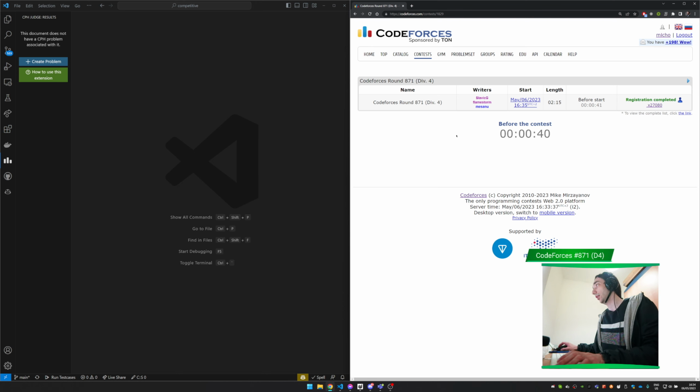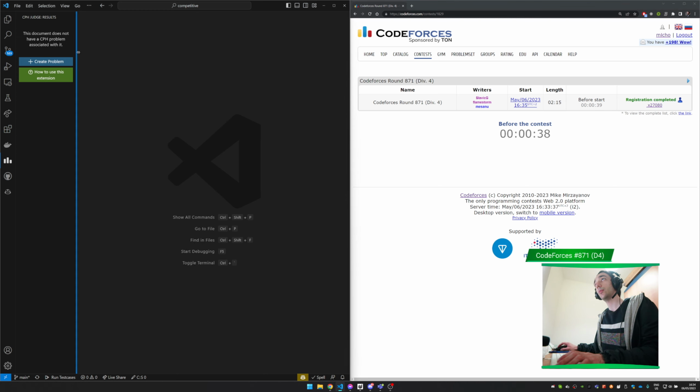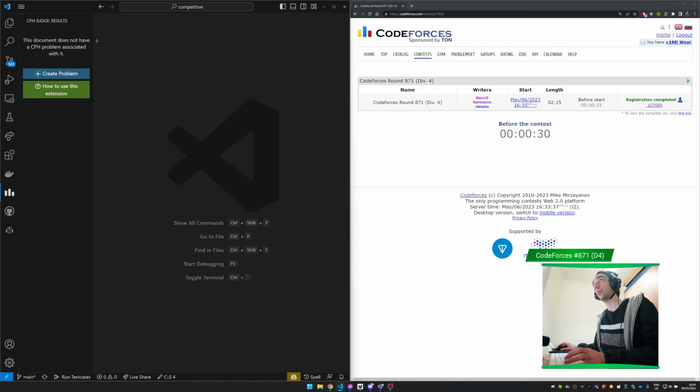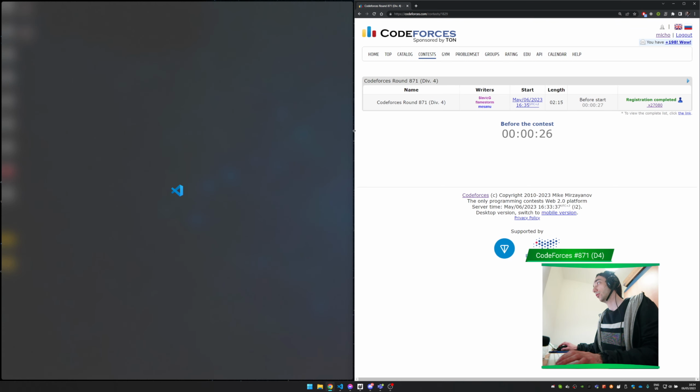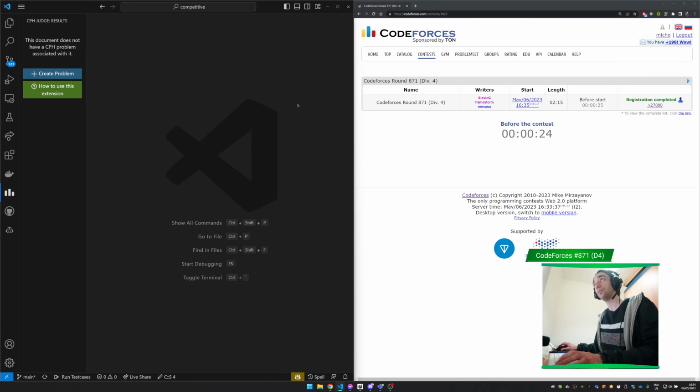So today I'm using, as always, CPH-Judge. Many people ask what extension I'm using. It's CPH-Judge. I'll just zoom in here, maybe it will be better. We will try to solve all of the problems. I think it's a fairly easy round. So we'll see. Slavic G organizes it, so the problems should be good.